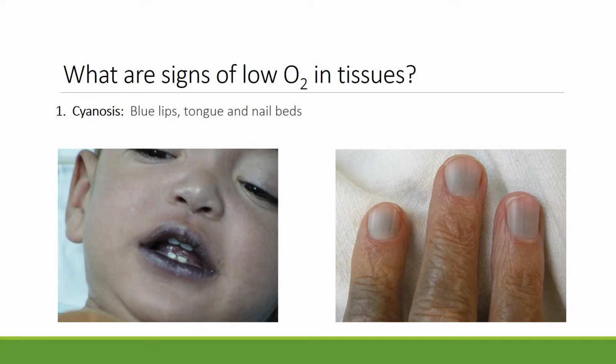One sign of low oxygen in the tissues is cyanosis. Cyan means blue and osis means a condition of. So this is a condition of blue coloration. You can see this especially in the lips, the tongue, and the nail beds. These pictures show you how that would appear.